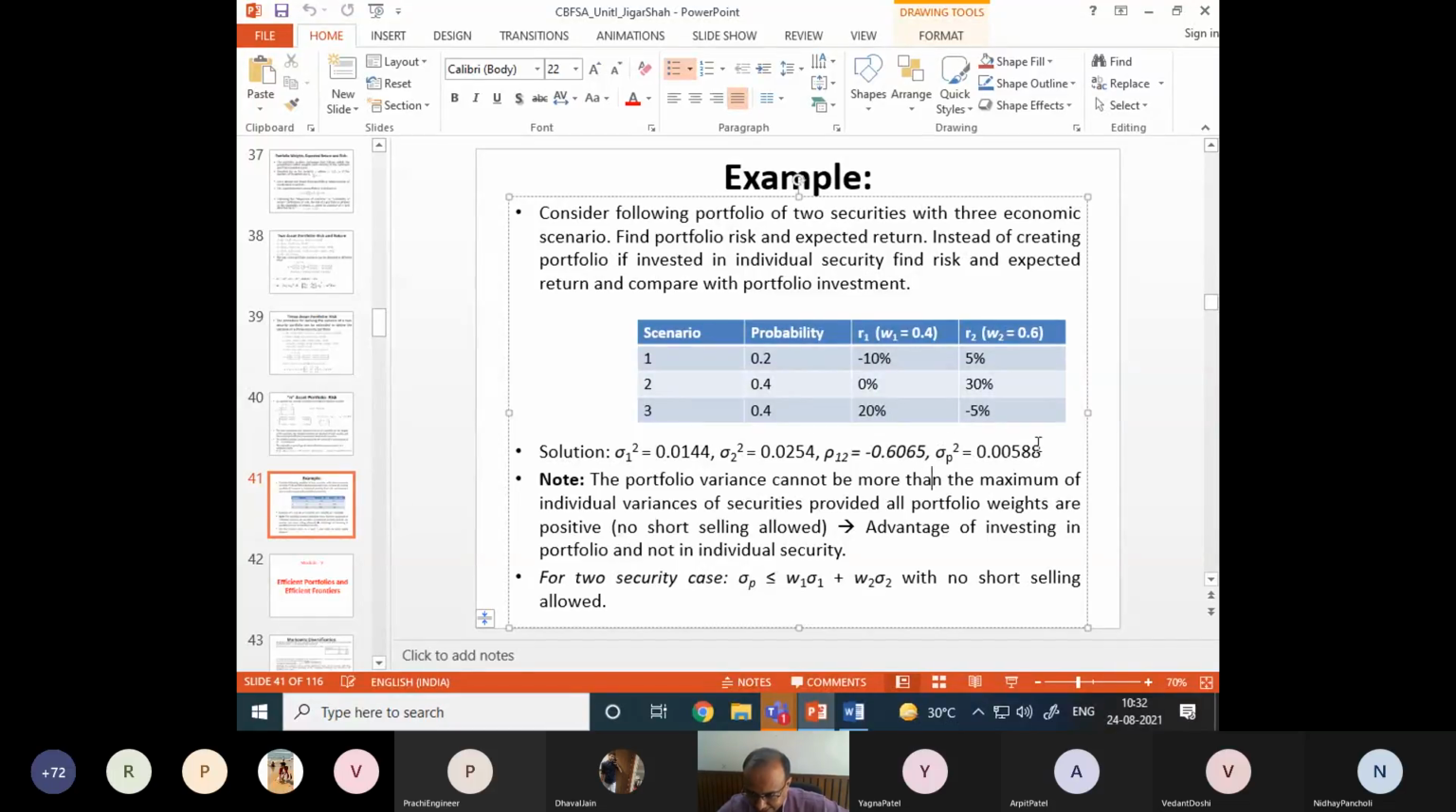Actually, we are interested in the risk associated with the portfolio and the return associated with the portfolio, so risk and expected return. And we then have to compare the portfolio risk with the individual risk. That is the aim of this example. Can anybody tell me how to proceed? First, which quantity do we evaluate based on this data?